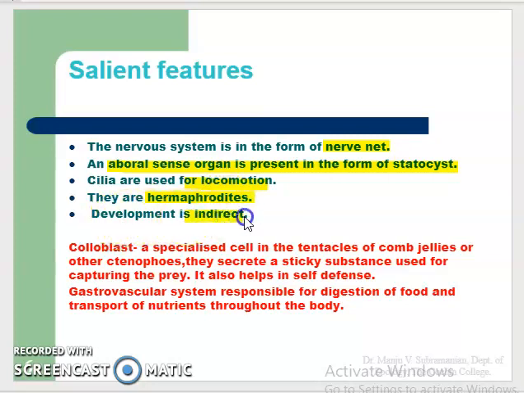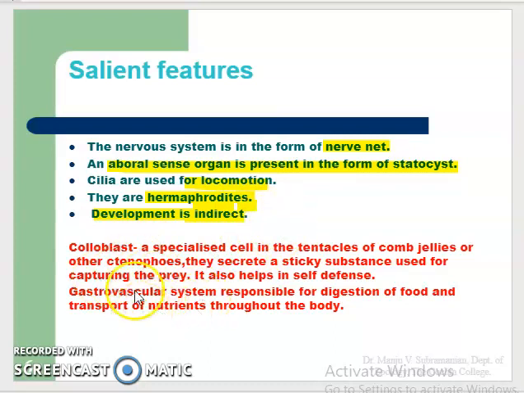Then the development is indirect. That is, the larval forms are present. That type of development is called indirect development. If the larval form is present in the life cycle, then that type of development is called indirect. And these terms are clear for you, isn't it? Indirect and hermaphrodite. Hermaphrodite means both the male and the female reproductive structures are present in the same organism. Those types of organisms are called hermaphrodite.